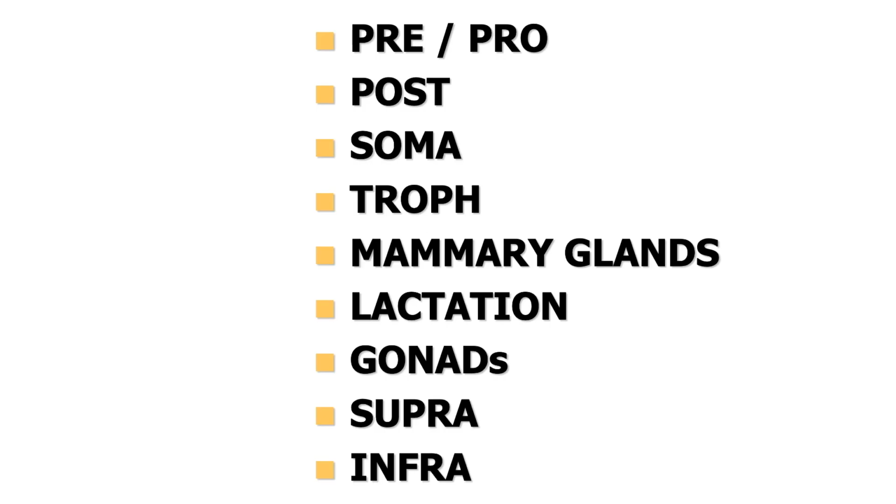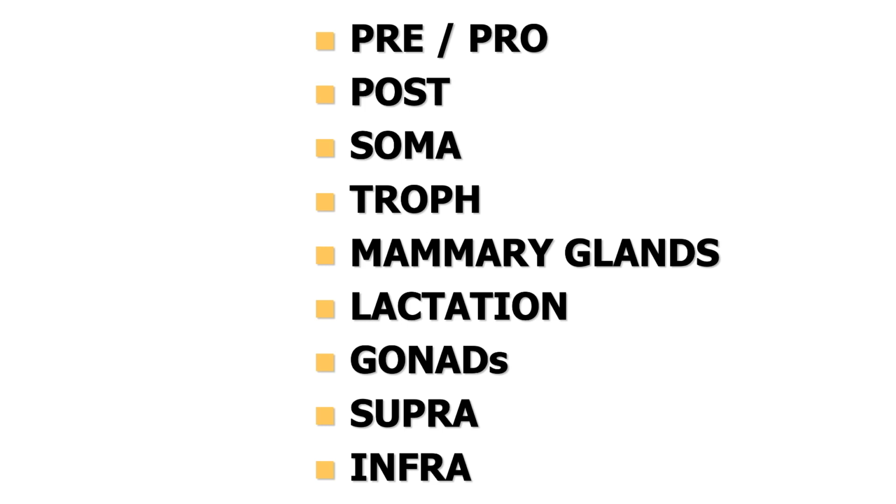Soma simply means body. Trophic means to stimulate. So anything which is going to stimulate something, you can use the word trophic. Mammary glands, of course, as you know, are organs which are going to produce milk. So an entire category of animals called mammals will have mammary glands which can produce milk. The process by which mammary glands produce milk is called lactation.